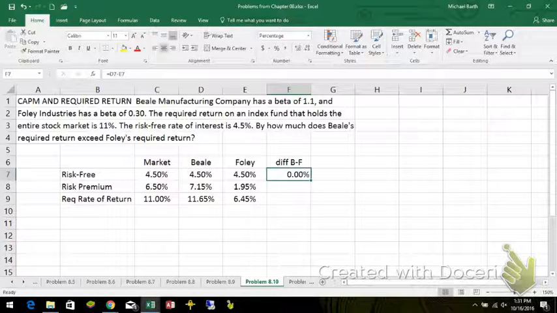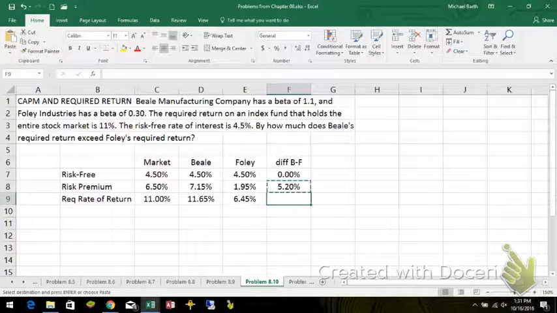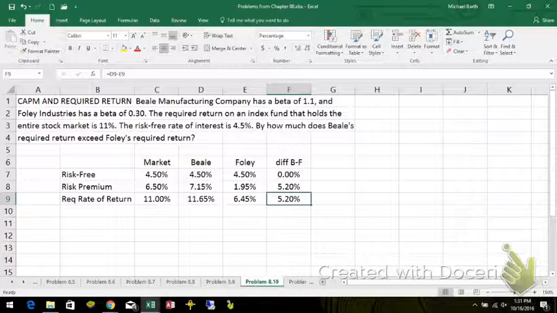The difference between Beal and Foley is all going to be in their risk premium. Okay, so there's no difference in the risk-free portion. The risk premium is 5.2% higher for Beal than Foley, which means that their total return will be 5.2% higher in the required rate of return.